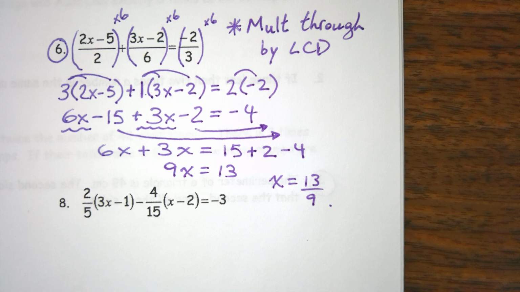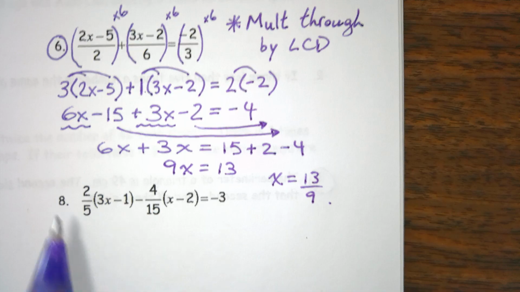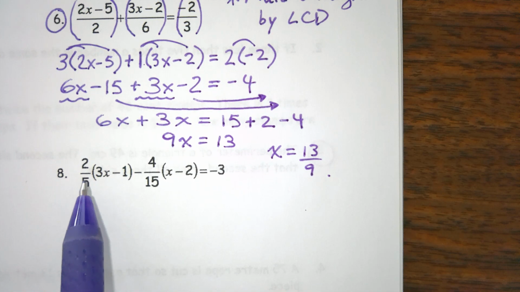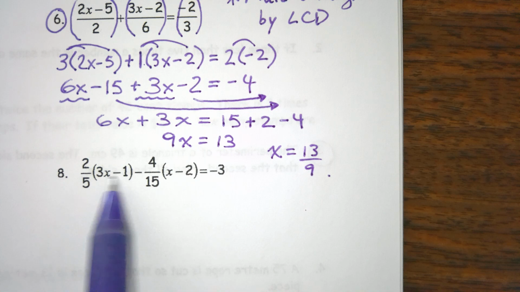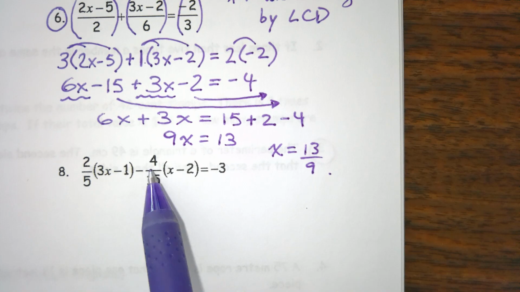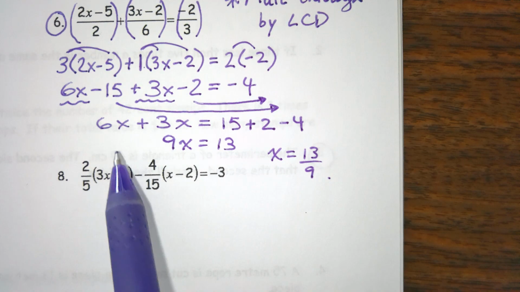When you try the questions on your own, this one right here is the same thing, but you can think of the 5 as all over this. You can put this whole thing over 5, put this whole thing over 15, so that it looks like that.